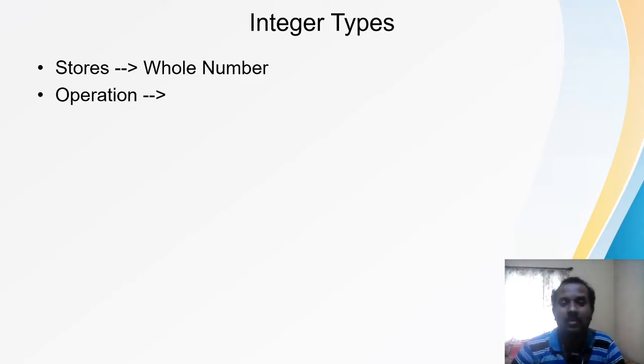Now let us come for the integer types. When I'm saying about integer type or integer, int, you are specifying that it can only store whole number. Whole means complete number. It should not have any fractional part or it should not have any decimal point. And what are the operations that can be performed? You can perform all the operations on the integer type. So let us see that integer types.